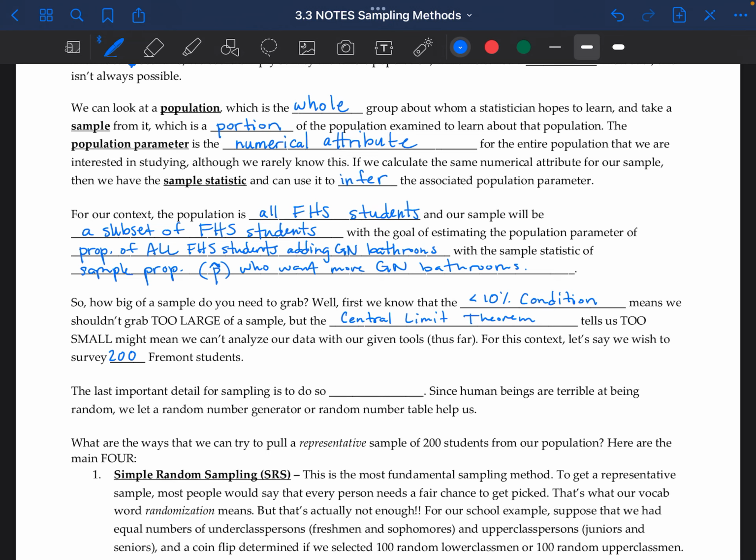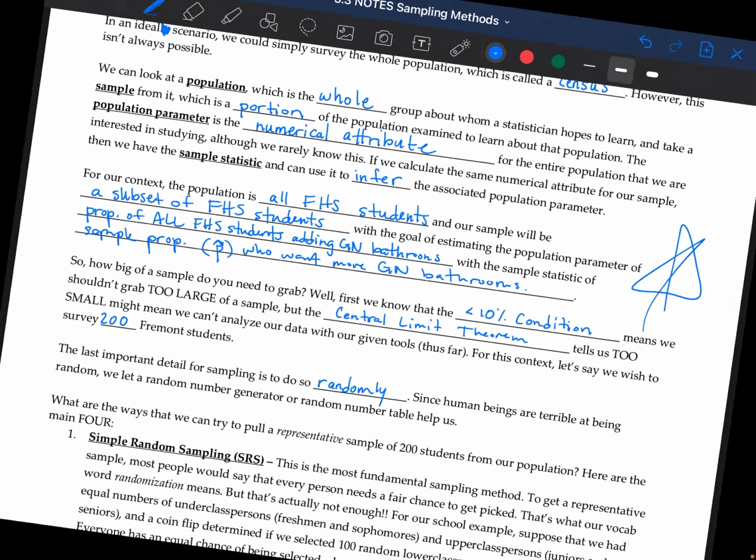The last important detail, which may have been completely obvious to you at this point, is that we want to grab a sample that is random. We as humans are terrible at being random. So in order to do this, we want to use a random number generator like random.org, or a random number table, to help us out.